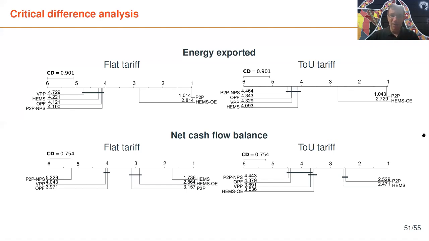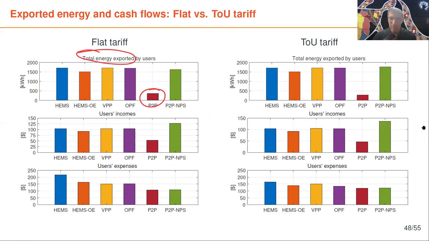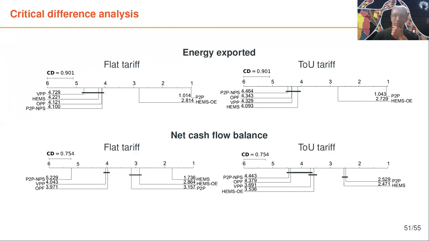So here we ranked customers. This here was cumulative. We bundled all the customers together. Here we ranked customers, all 100 of them, based on the performance, and we grouped those approaches based on statistical similarity. So for energy exported, you can see that peer-to-peer and home energy management is the least beneficial. And the other ones performed fairly similarly. So this is for energy exported and the net cash flow balance.